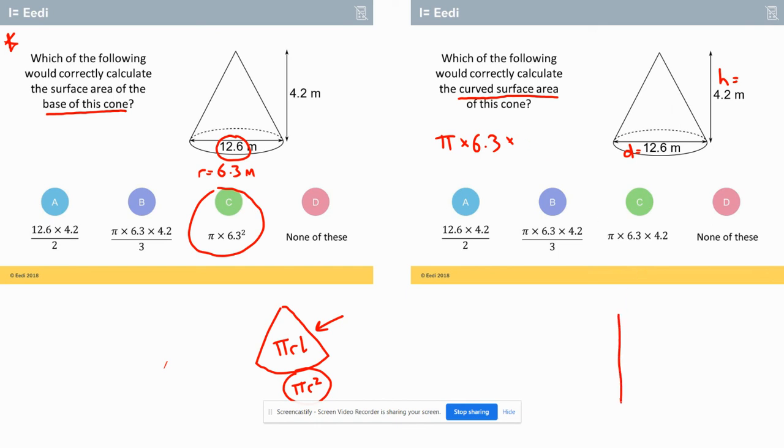So draw out the right angle triangle. We know that this is 4.2. This is, I'll just put an X there because it's what we don't know. It's what we would need to work out. And then we've got half of the diameter on the bottom, so you've got the radius, which is 6.3. So you could work out that missing length, but none of these would actually give us the correct answer there. So we would actually need to do a little bit of further work using Pythagoras.